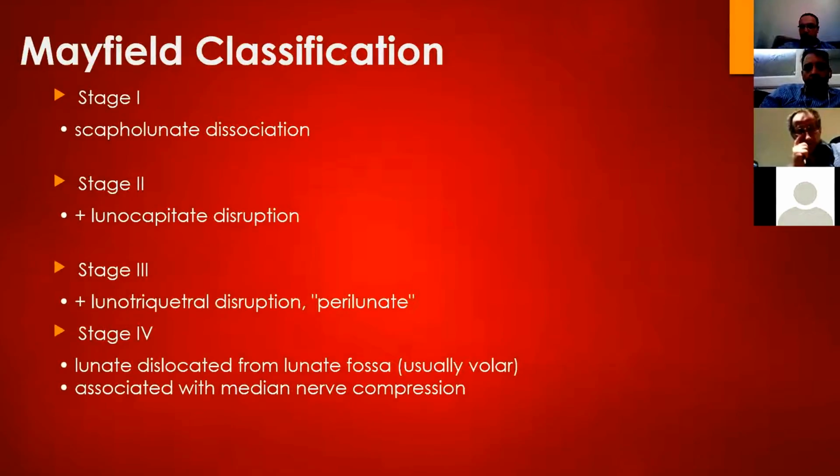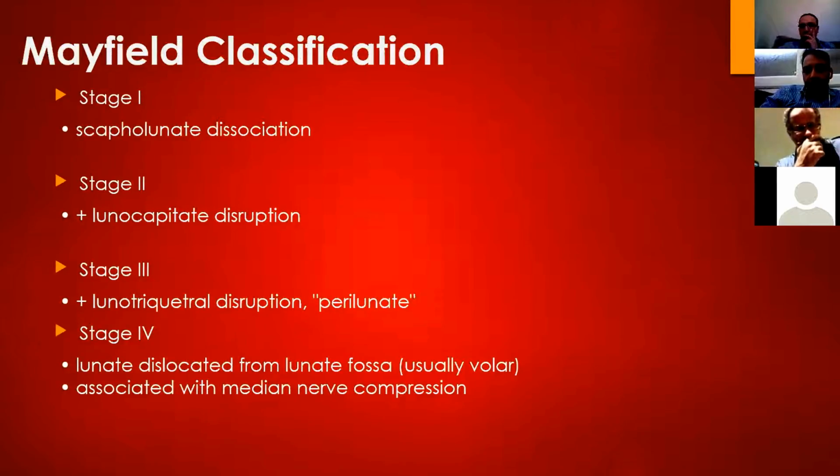You don't need to remember the classification, but for completeness, it is divided into 4 stages. Stage 1 is scapholunate dissociation. Stage 2 is scapholunate dissociation plus lunocapitate disruption. Stage 3 is scapholunate dissociation plus lunocapitate disruption plus lunotriquetral disruption, which is what is called perilunate dislocation. And stage 4 is where the lunate is completely dislocated from the lunate fossa, usually on the volar side. Stage 4 is usually associated with median nerve compression.